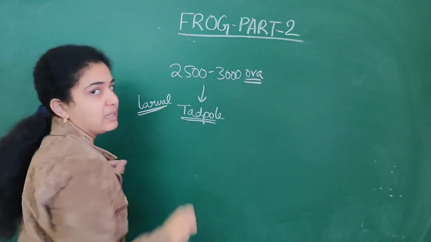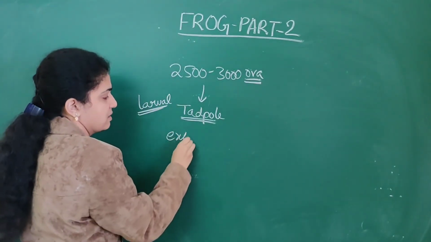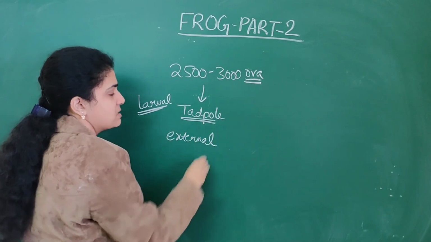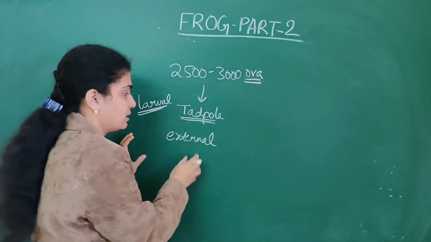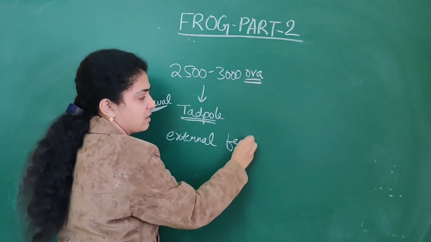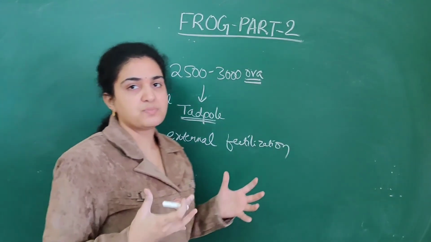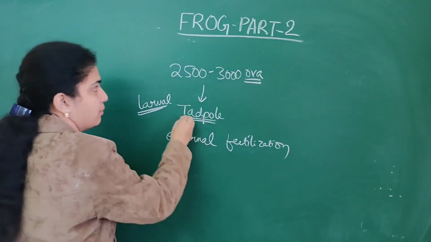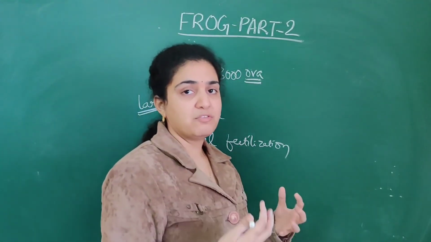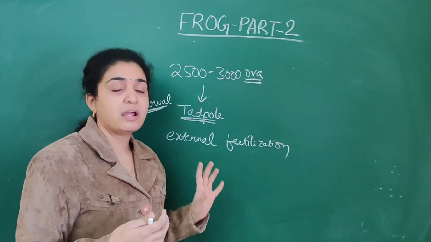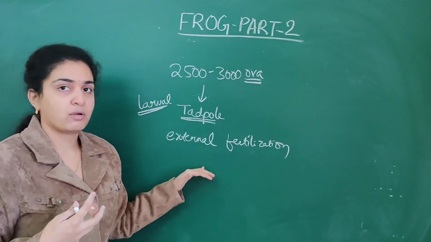As well as that, the fertilization here is external fertilization. That is, sperms as well as ovum meet externally. That's why it is called external fertilization. The larval stage is nothing but the tadpole. The female frog gives out 2500 to 3000 ova at a time.